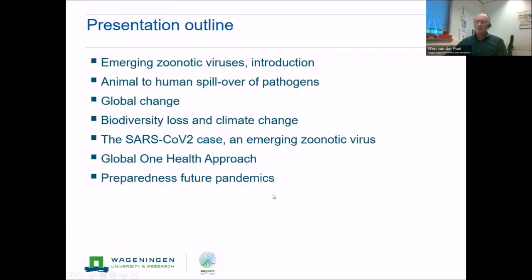Outline of this presentation: I will start with an introduction on zoonotic viruses, spillover of such pathogens to the human field, the global changes that we face at the moment, and I will focus on two of those important changes, including biodiversity loss and climate change. And then I will focus on the SARS coronavirus case, emerging zoonotic viruses, and the global One Health approach we need to cope with that outbreak. And I'll finalize by discussing preparedness for future epidemics.